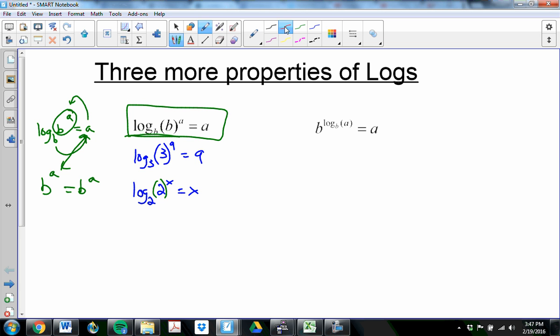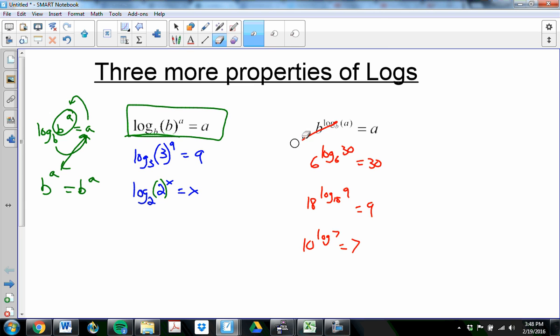It goes the other direction also. If you're in exponential form, you would do b to the log base b of a equals a. We'll do examples first. So 6 to the log base 6 of 30 just equals 30. And 18 to the log base 18 of 9 equals 9. And 10 to the log base 10 of 7 equals 7. If the base of the log and the base of the exponent are the same, they essentially cancel each other. That's not really what happens, but it's a way to think about it.